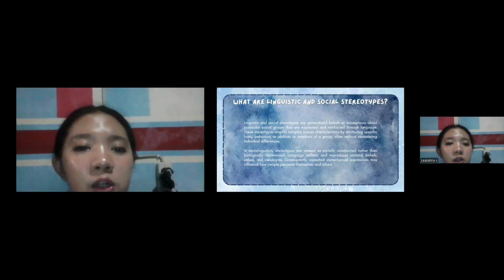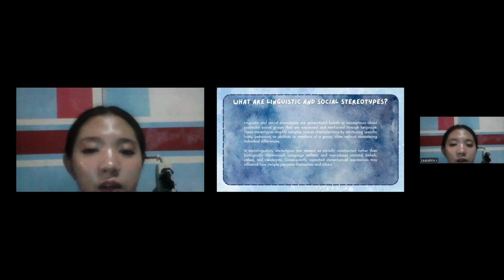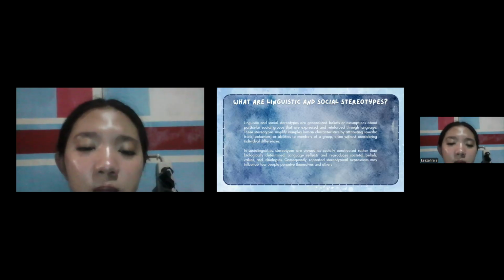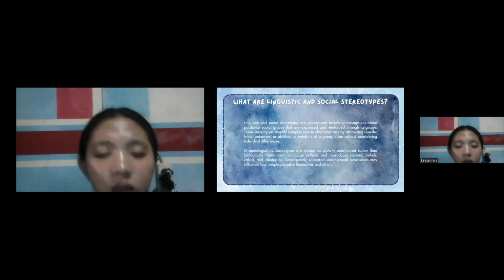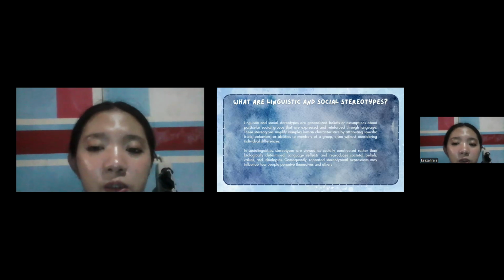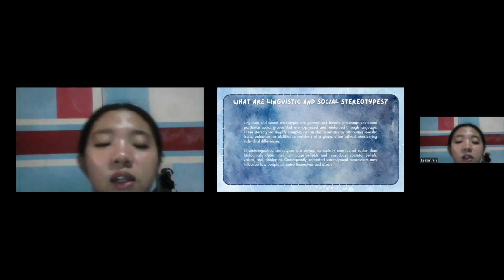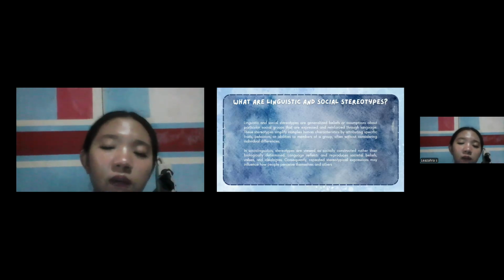Linguistic and social stereotypes are generalized beliefs and assumptions about particular social groups that are expressed and reinforced through language. In sociolinguistics, stereotypes are viewed as socially constructed rather than biologically determined. Language reflects and reproduces social beliefs, values, and ideology. Consequently, repeated stereotypical expression may influence how people perceive themselves and others.